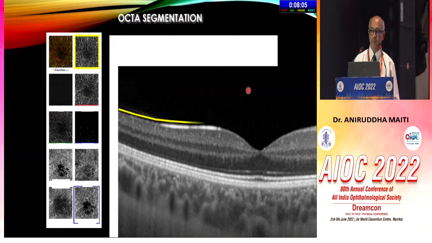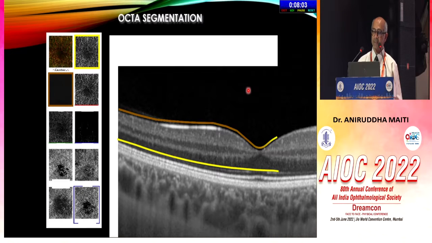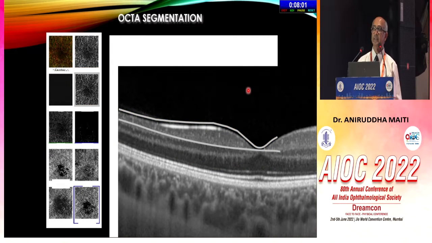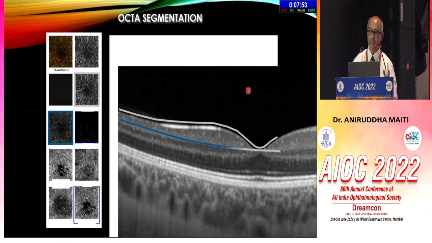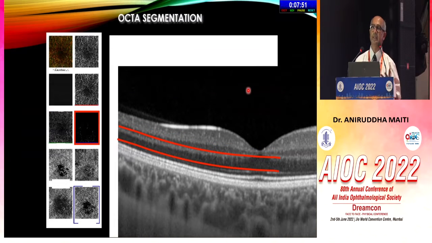And what the software does is that it segments the various layers. And this is critical in identifying the disease, because effectively what differentiates OCT angiography from all other angiographies is that this is a 3-dimensional imaging. And this is where it stands out as compared to the other methods of angiography.